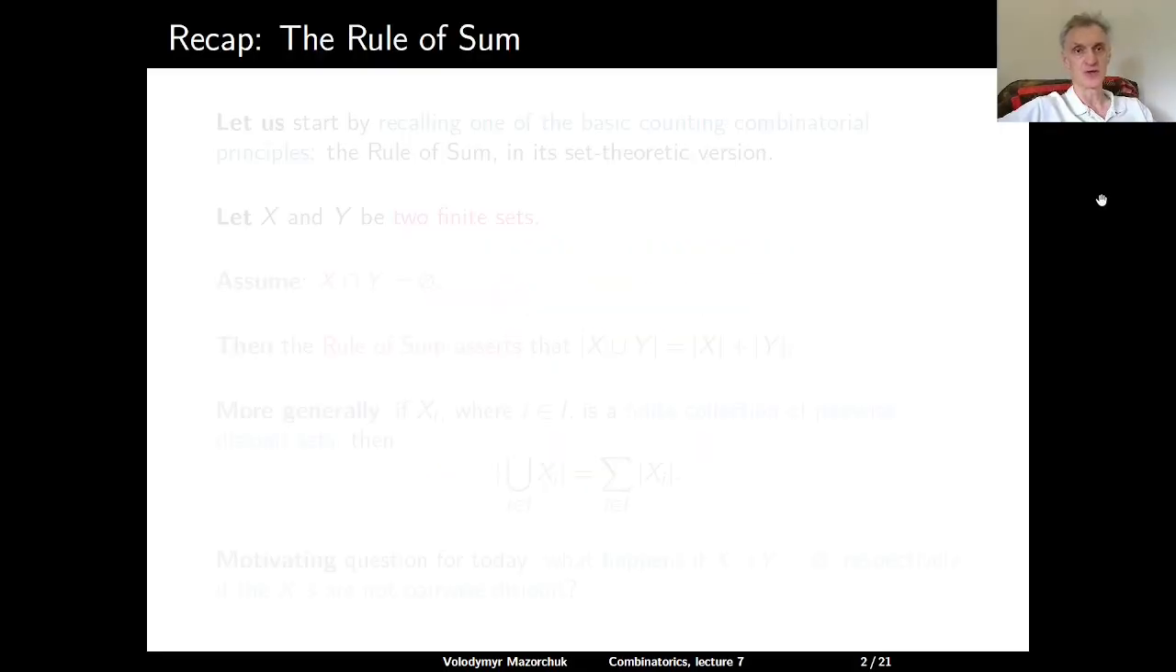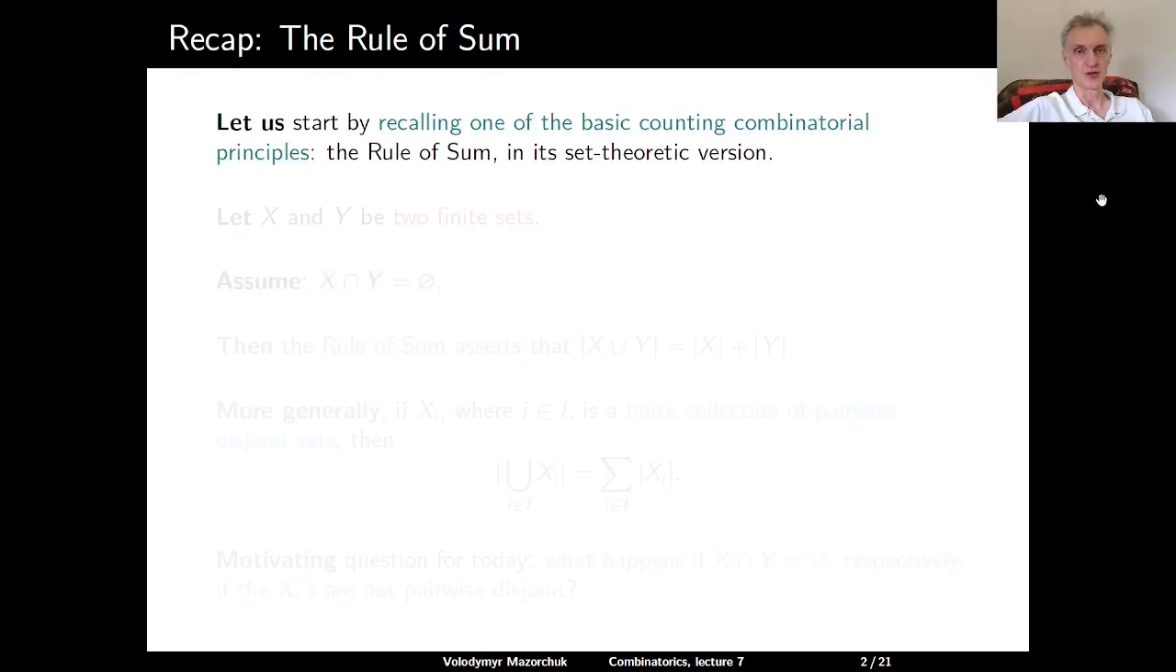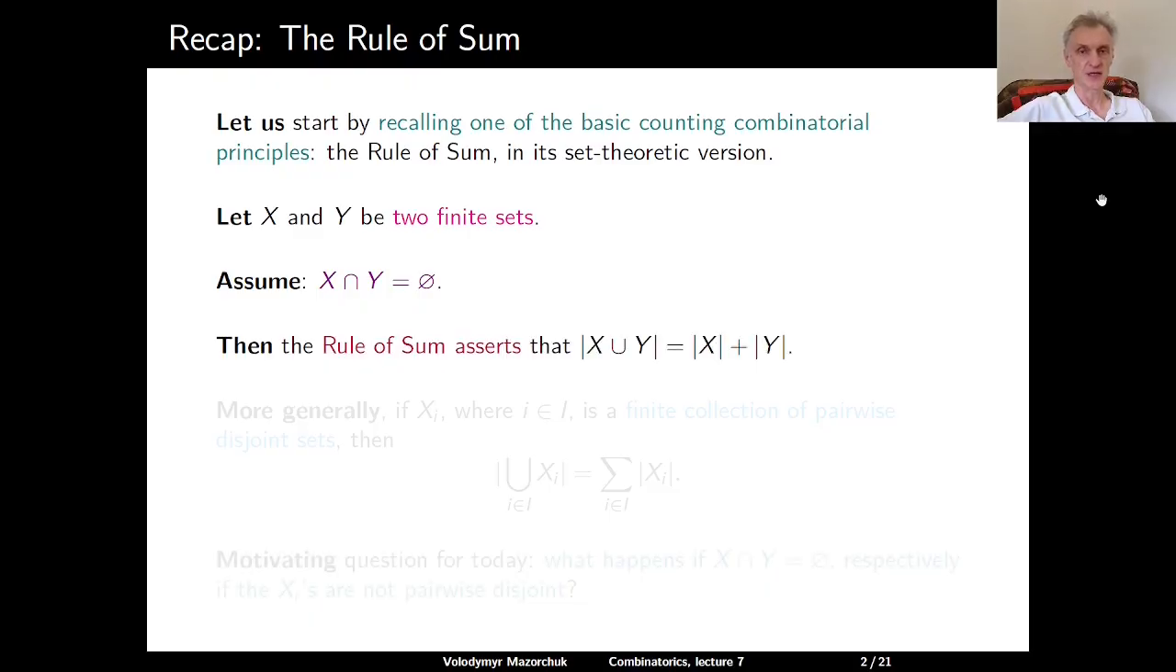Let us recall one of the basic counting principles, the rule of sum, in its set-theoretic version. Let X and Y be two finite sets. Assume that their intersection is empty. Then the rule of sum asserts that the cardinality of the union of X and Y is equal to the sum of the cardinalities of X and Y.